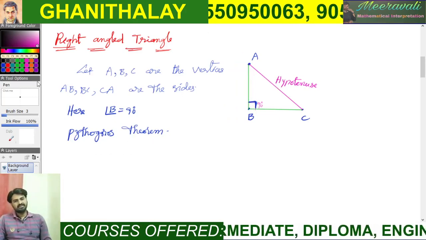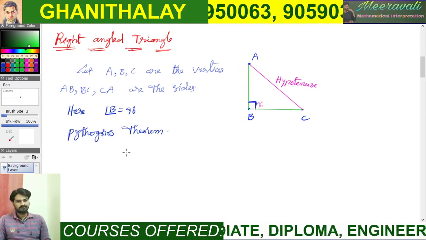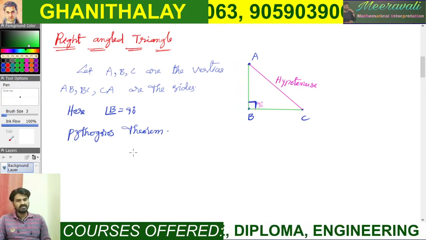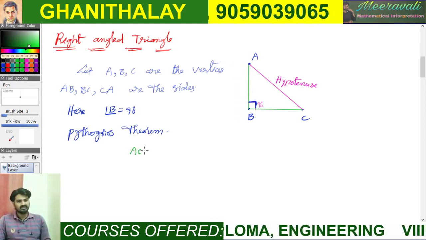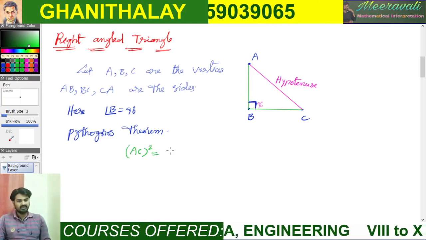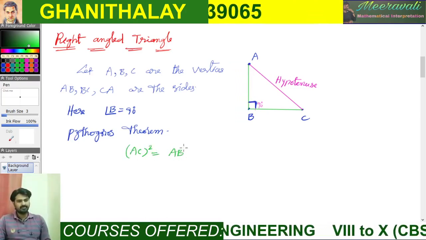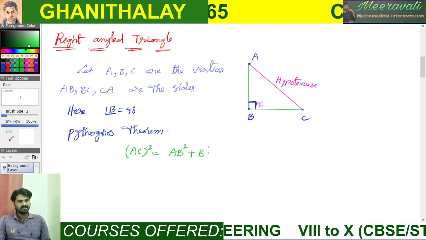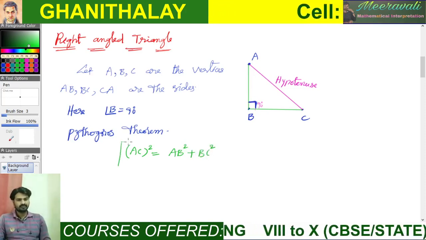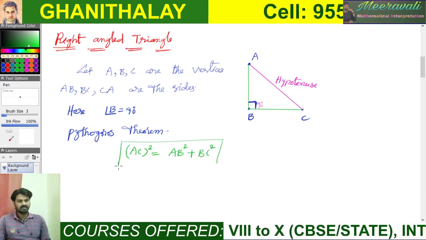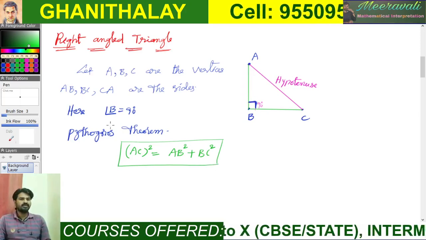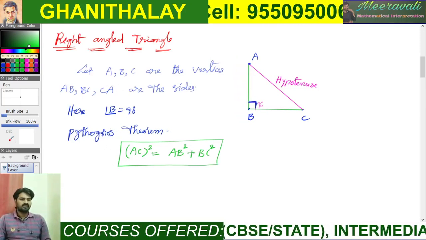Pythagoras theorem says that hypotenuse square, what is the hypotenuse here? AC square is equal to the remaining sides, AB square plus BC square. This is called the Pythagoras theorem statement.